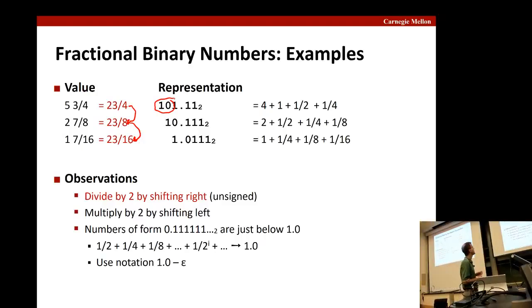And notice that if you have the number 0 followed by a bunch of 1s, that's really close to 1. Because it's a half plus a quarter plus an eighth plus a sixteenth and so forth, and that almost makes it to 1. With an increasing number of bits, you would get to 1 in the limit, but in general it's going to be 1 minus whatever you've lost off the end. Okay, 1 minus epsilon.